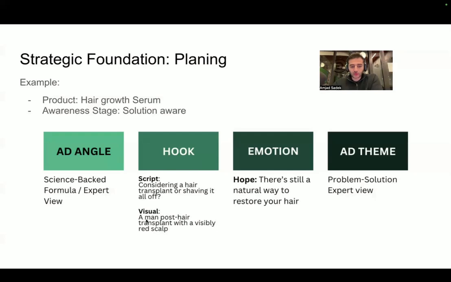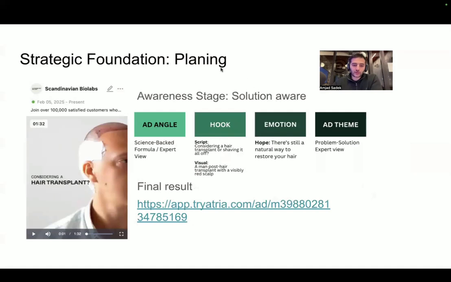And then the visual, we want to show a man post-hair transplant with a visible red scalp just to catch attention. Emotion here, we will use hope, because we know it's a big emotion for why people buy these kinds of products. They are buying with the hope to find a natural way to restore their hair. And the ad theme, we will use problem solution with an expert view. So after we've made all of that, we made the research, we decided the awareness stage we want to focus on, we filled these four things.